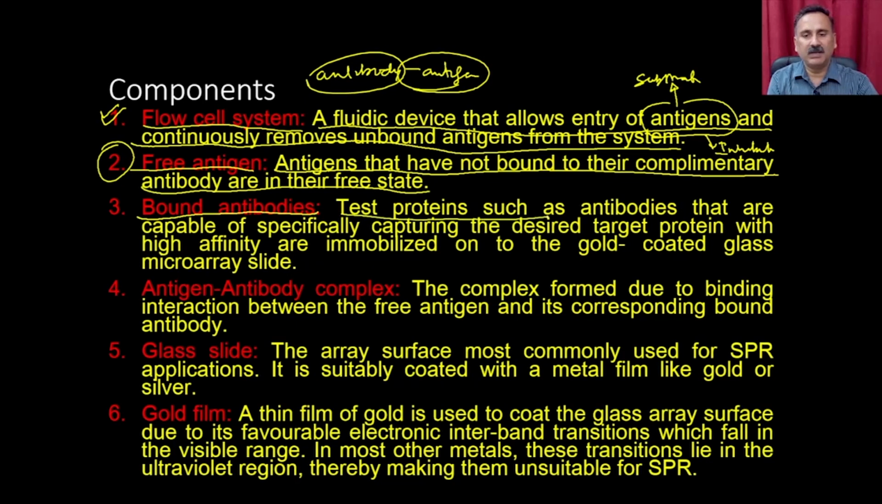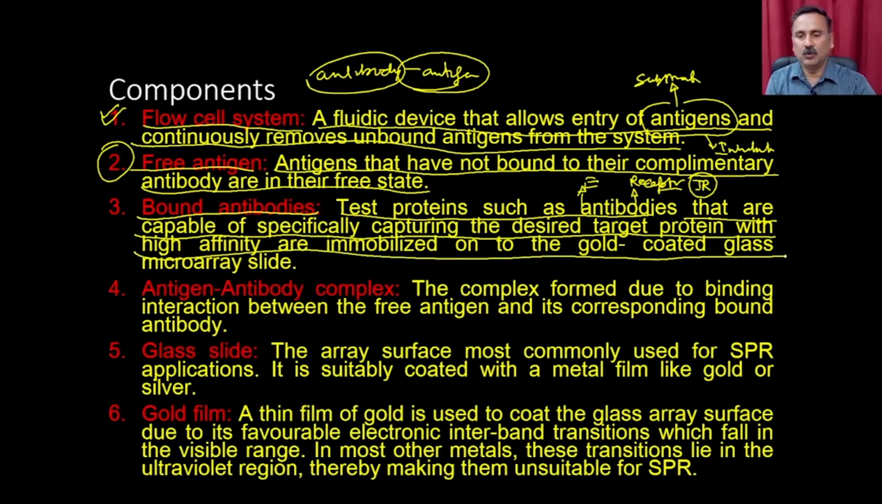The test protein such as an antibody or the enzyme or the receptor. You can use anything, right? You can use the receptor. For example, you can use the insulin receptor, and you want to measure whether the insulin receptor is interacting with the insulin or not. Proteins capable of specifically capturing the desired target protein with high affinity are immobilized onto the gold coated glass microarray slides.